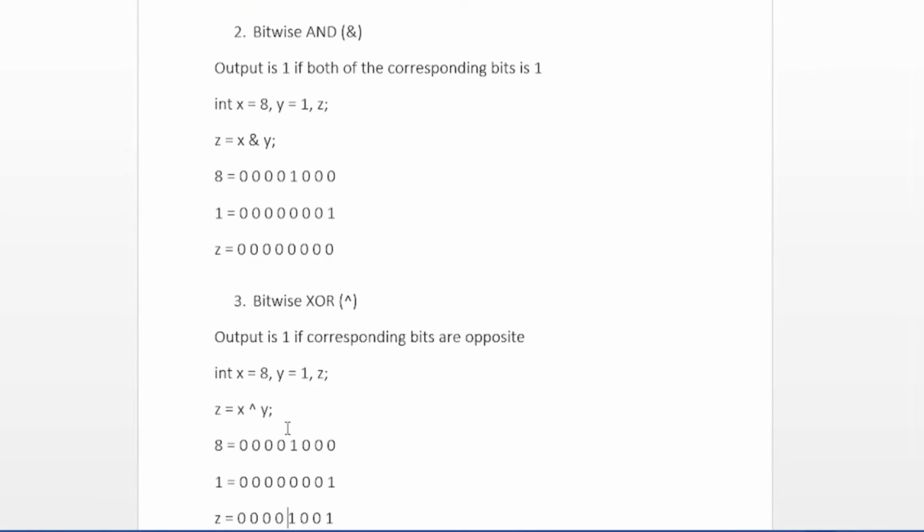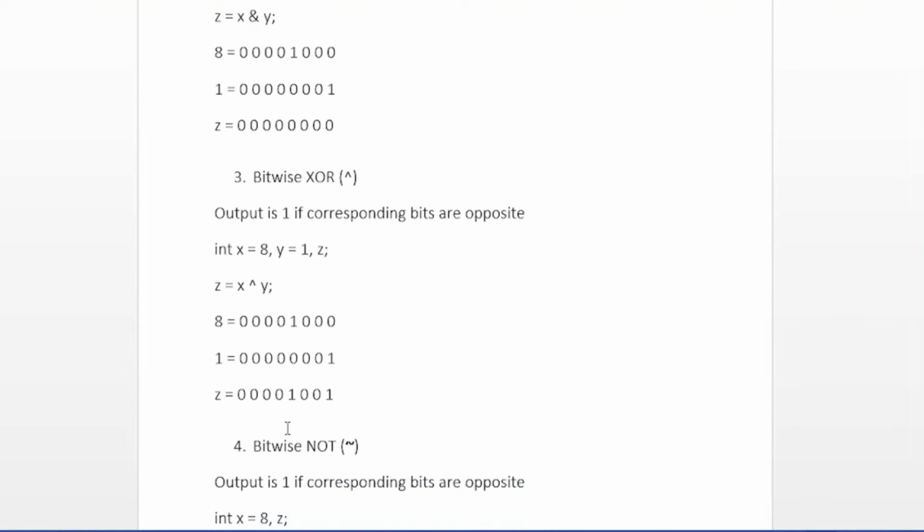Next one is the bitwise XOR operator. For the XOR operator, the output is 1 if the corresponding bits are opposite. Here I have taken an example. x has been assigned value 8, y has been assigned value 1, and then XOR is performed. Now here 0 and 1 gives 1 because the corresponding bits are opposite. Here 0 0, the bits are same, so our result will be 0. Then 0 0 0 1 gives 1 because the corresponding bits are opposite, and 0 0 0 and so on. So now the result is 9. For the bitwise XOR operator, the output is 1 if the corresponding bits are opposite.